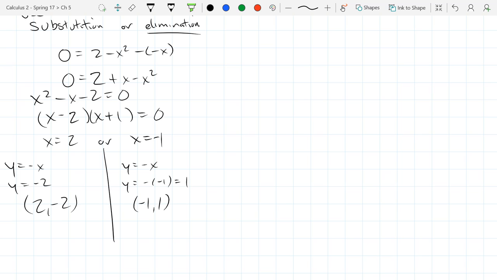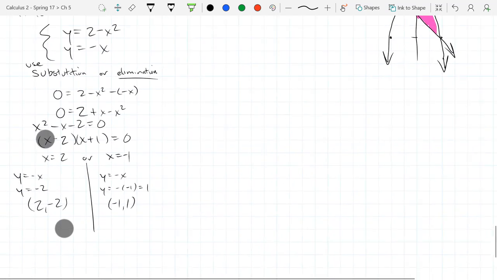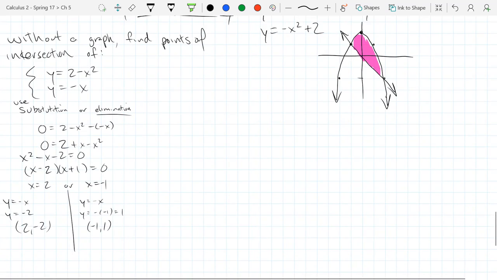So any algebra questions on intersecting points of intersection here? So all we did was solve two equations. So hopefully when I scroll out and look at the graph, we get those points, negative 1, 1, and positive 2, negative 2. All right, so those are the correct points.